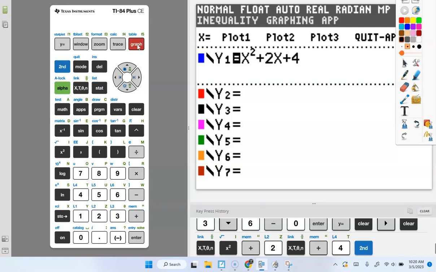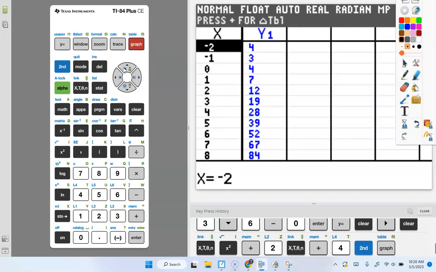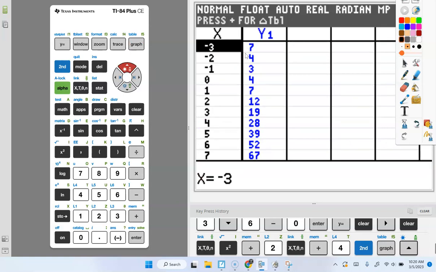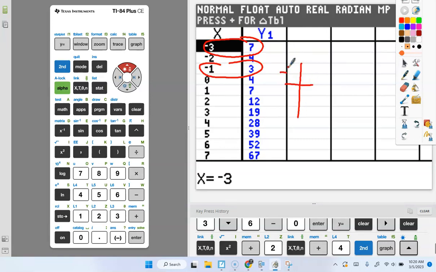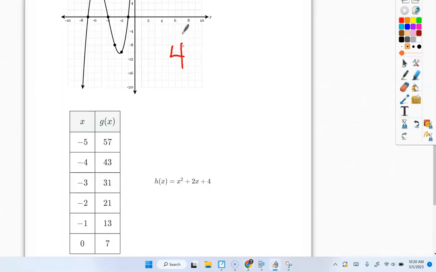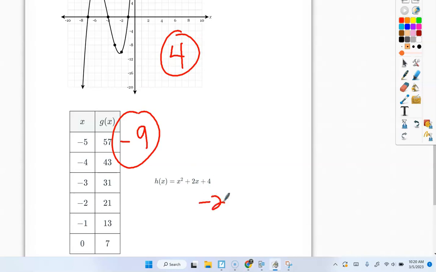I'm going to grab the points, which again were -3, so I need to arrow up, and -1. So that's -3, 7 and -1, 3. So my rate of change is 3 minus 7 over -1 minus -3, which is -4 over 2, which is -2. So going back to my question, we had 4, we had -9, and we had -2.